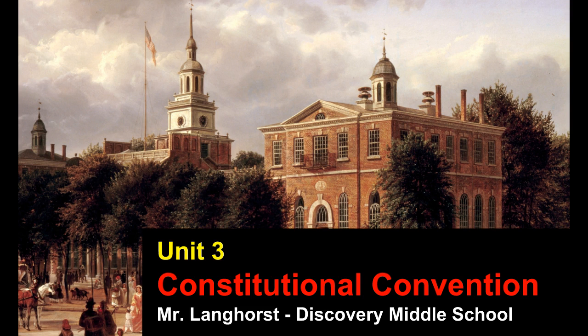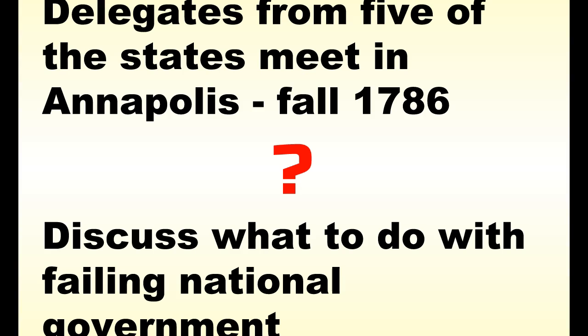So we last talked a little bit about Shays' Rebellion and how things were beginning to unravel with the national government. This is going to lead delegates from 5 of the states to meet in Annapolis in the fall of 1786. And essentially what they're talking about at this point is, what should we do with the failing national government? Things are obviously not working. Things are getting worse. What should we do?